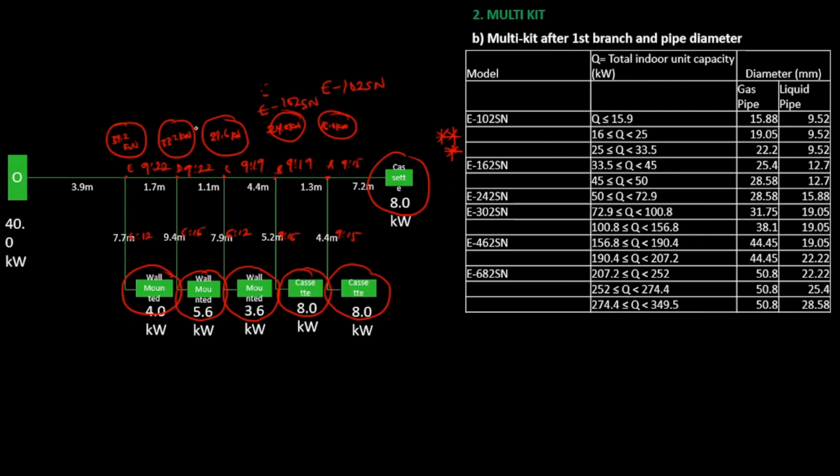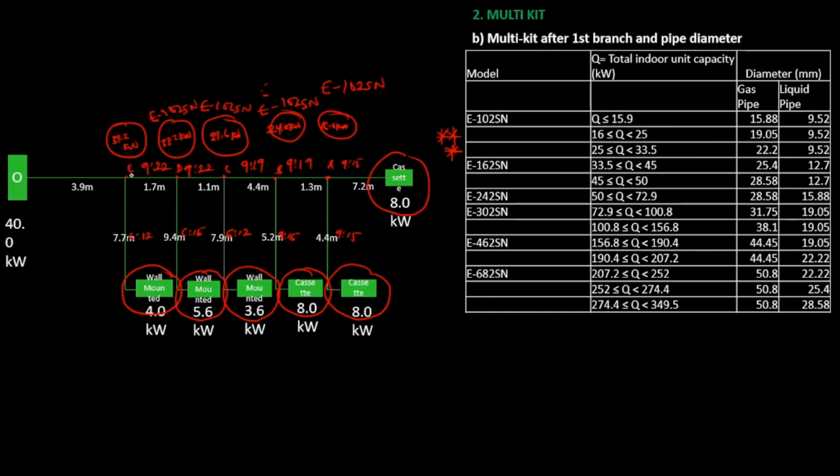E102SN. At branch C, the total indoor unit capacity is 27.6 kilowatts, and 27.6 kilowatts falls within this classification again. So write E102SN. At branch D, the total indoor unit capacity is 33.2 kilowatts, and 33.2 kilowatts still falls under this range. So come here and write E102SN. Under the classification, it's E102SN.